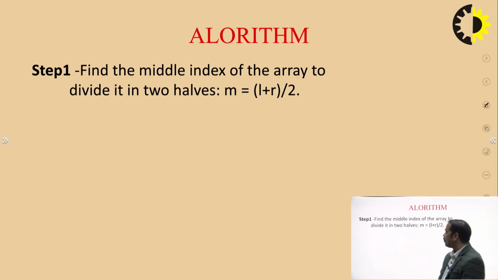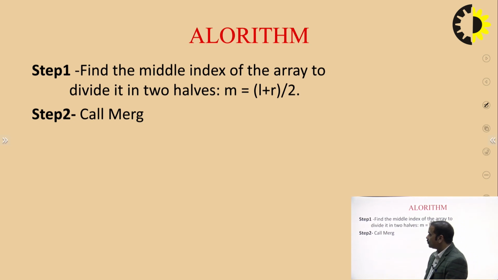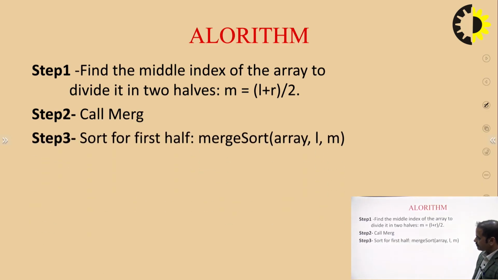After dividing the whole array into two parts, we use step 2, that is, call merge. Merge is a function which is called to sort the given divided data into different parts. The third step is to sort the first half by using merge sort on array L and M. L is the lower bound and M is the upper bound of the array.